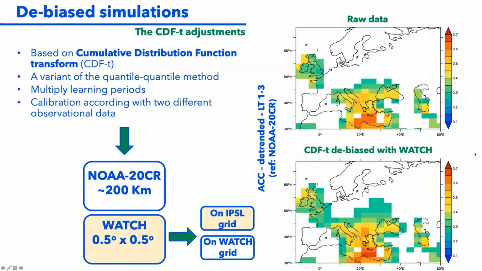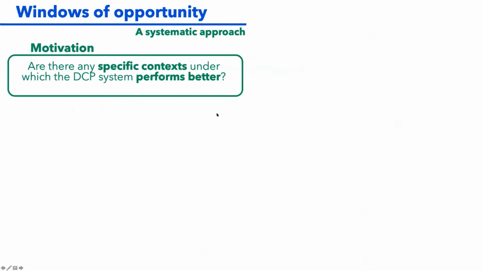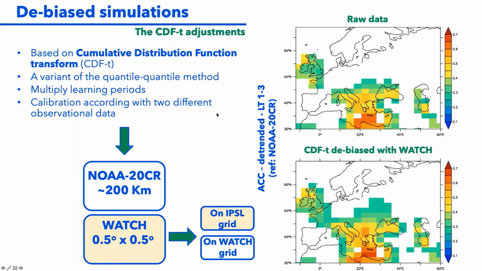There are 2 possibilities. There are 2 grids in which the bias data can be projected. So I will use the IPSL grid for our evaluation analysis, but there is also the possibility to use the WATCH data on higher resolution, for example, for impact analysis.